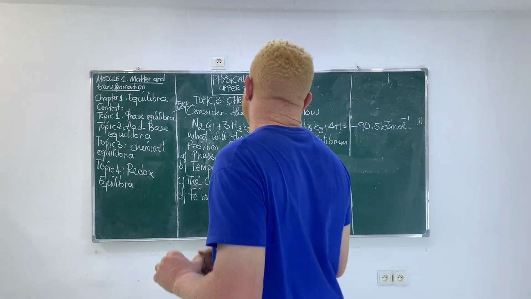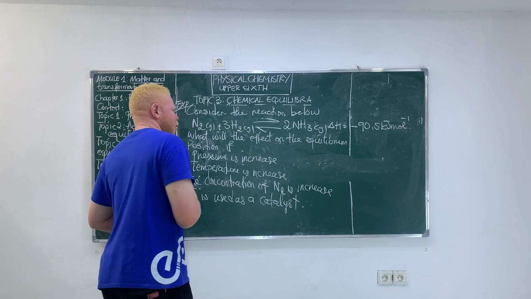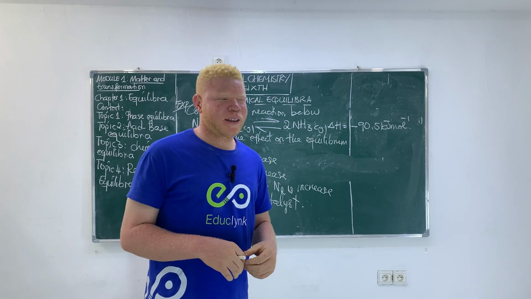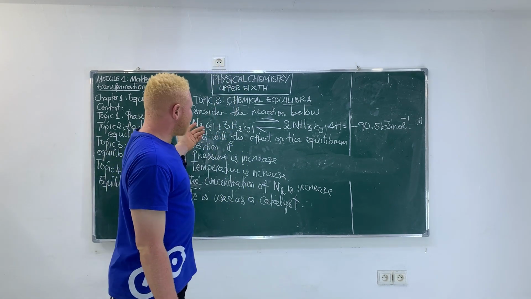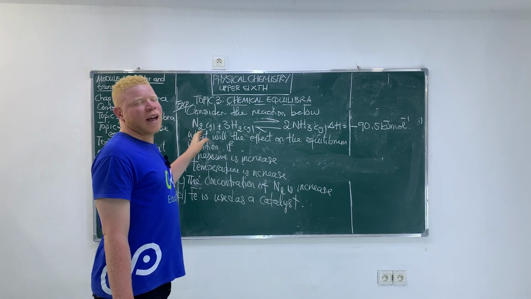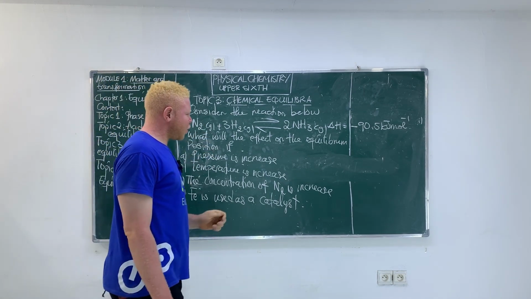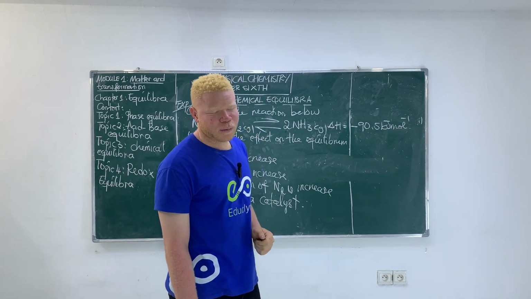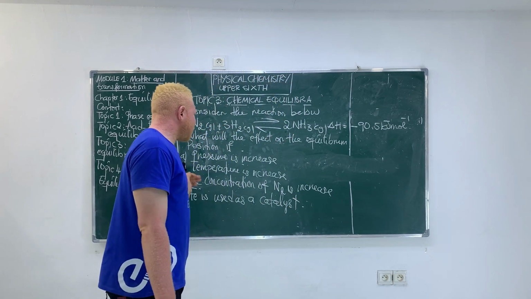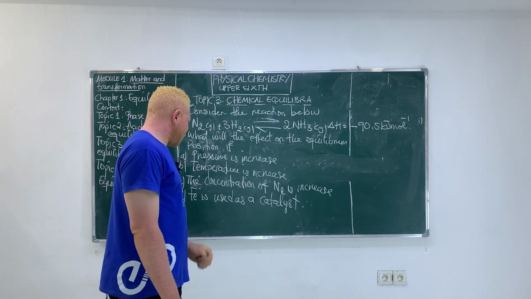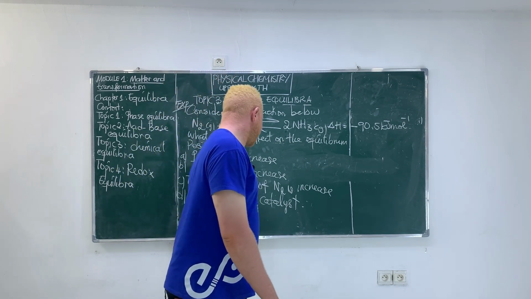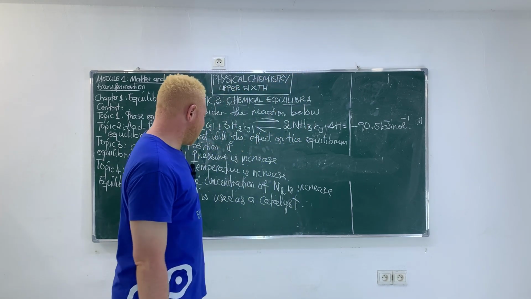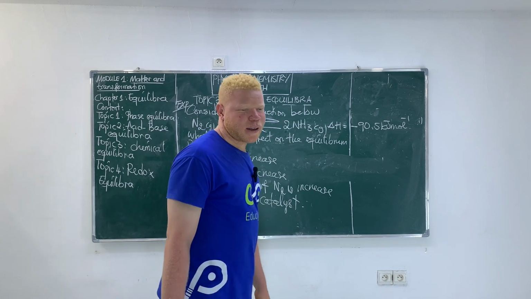So I gave you a few minutes to brainstorm on the exercise on the board. So I'll read back the exercise for you. Consider the equation below. We have N2 plus 3H2, reversible reaction, giving 2NH3. Delta H is minus 90 kilojoule per mole. The question goes thus. What will be the effect on the equilibrium position if A, pressure is increased? B, temperature is increased. C, the concentration of N2 is increased. D, iron is used as a catalyst.